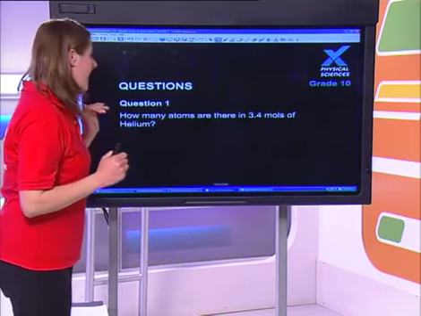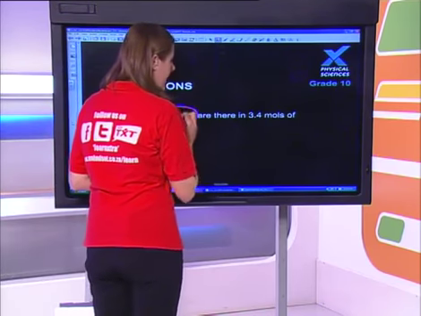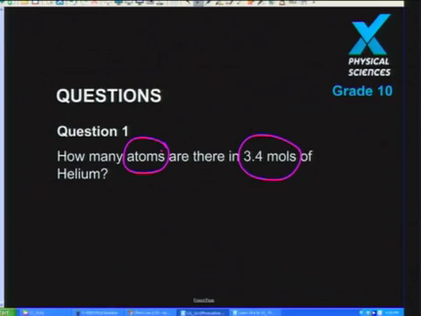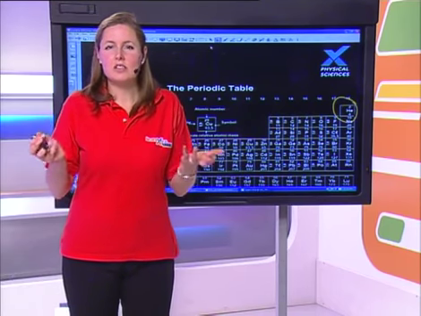So question 1: how many atoms, and I'm going to circle some words here, how many atoms are there in 3.4 moles of helium? Immediately I'm writing n equals 3.4 moles of helium. Now I want to just write here helium. What do I know about helium? Well, I can go check out my periodic table. There it is, helium up here. Helium is one of the noble gases, and so I know it's not going to bond with anything.